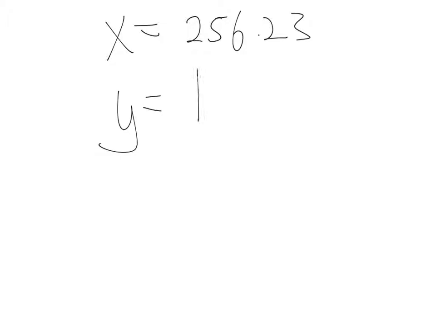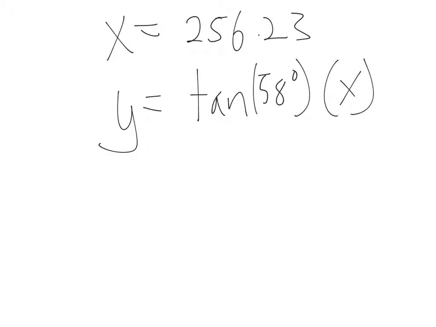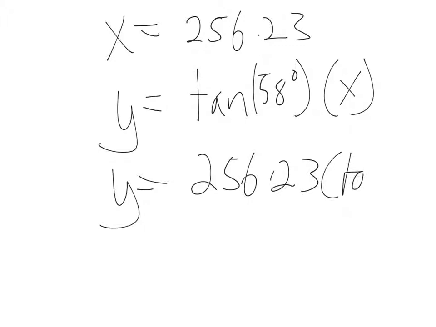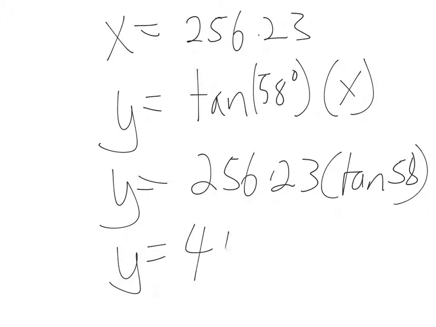Okay, we know that x equals 256.23, but we don't know what y is. We do know that y does equal the tan of 58 degrees times our x, right? That was one of our original equations. So we can say y equals 256.23 times tan 58 to get an astounding y of equals 410 meters. The end.